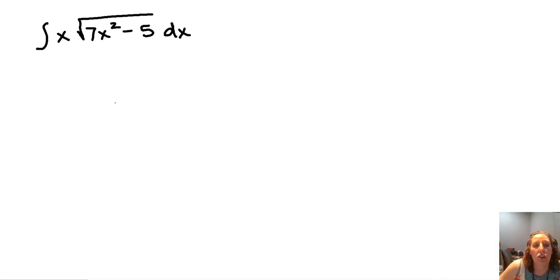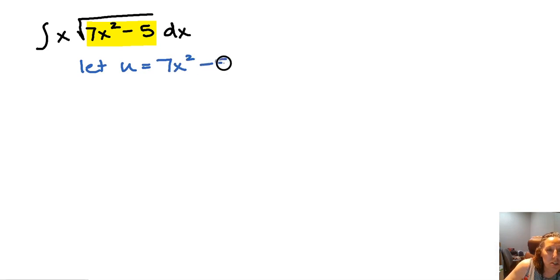Here we have the integral of x times the square root of 7x squared minus 5 dx. So again, if we were taking a derivative of this, we would be using the chain rule because that's 7x squared minus 5 underneath the square root. And so that's what we're going to let our u substitute for. And so our du, derivative of 7x squared minus 5, is 14x dx.